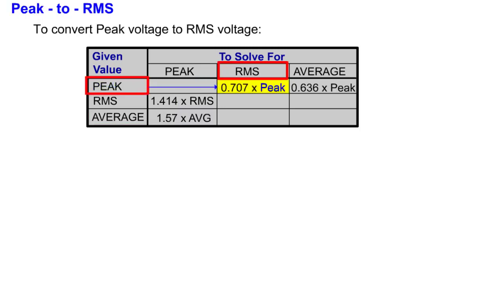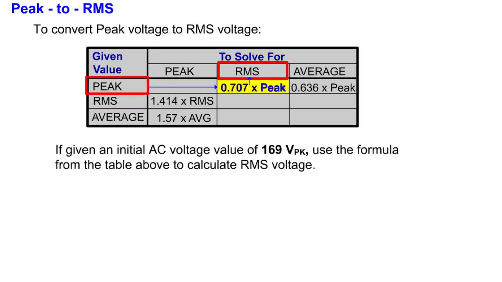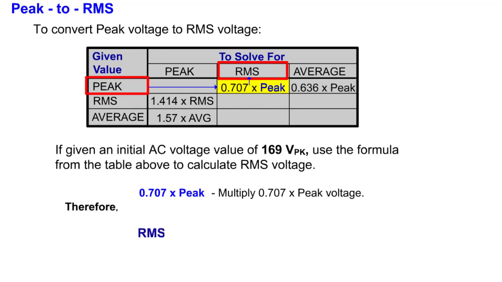To convert peak voltage to RMS voltage, follow the example. Given an initial AC voltage value of 169 volts peak, use the formula from the table to calculate RMS voltage as shown.